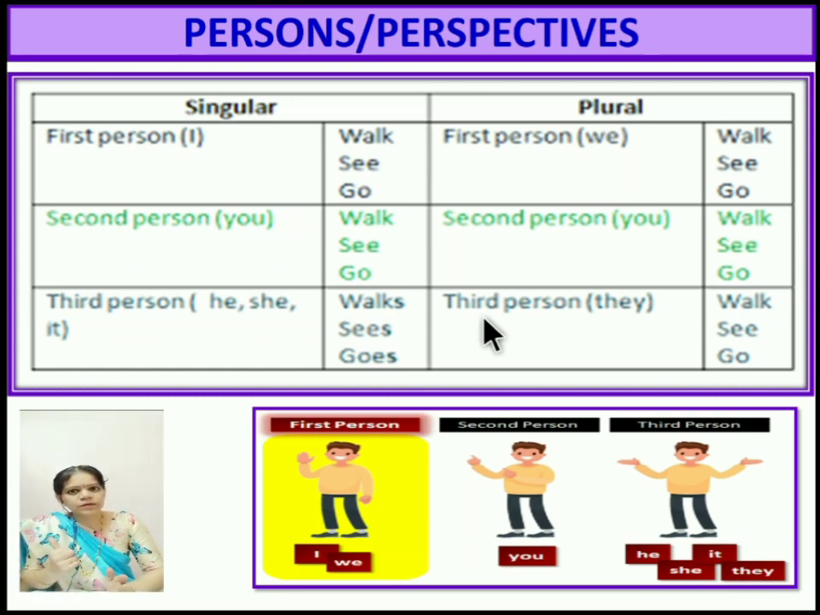For the third person singular, the verb becomes plural. Pluralize the verb. Third person, they. Now, they is a plural noun and third person. So, they walk, they see, and they go. Clear? You can make a note of it as well while we discuss it.